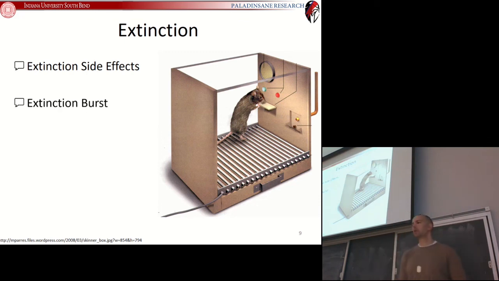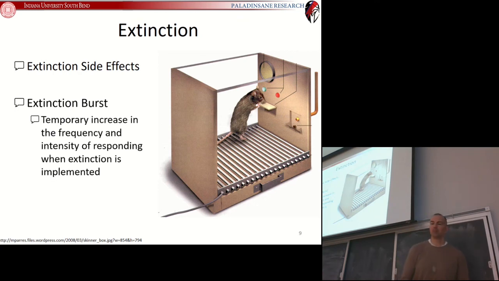We already mentioned last time, extinction burst. This is one of the most common and well-known ones. An extinction burst is where you get a temporary increase in the frequency and/or intensity of the response as soon as extinction is implemented. So this means that literally your target behavior, your operant behavior that was reinforced, will get more intense. The situation will get worse immediately after extinction is implemented.